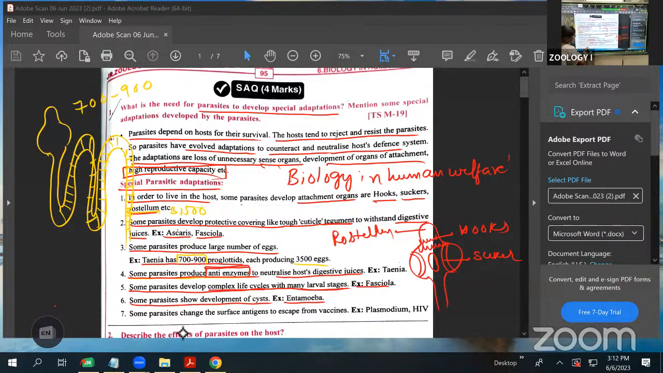Next, some parasites change the surface antigen and escape the vaccines. For preventing diseases, humans are taking vaccines now. But every time they can change. They are intelligent, means the parasites change the surface antigens every time. When antigens are changed, the vaccines we are taking are of no use. That's why they change the surface antigens and escape the vaccines. This is about parasitic adaptations, the first question in the biology sixth lesson, biology and human welfare.